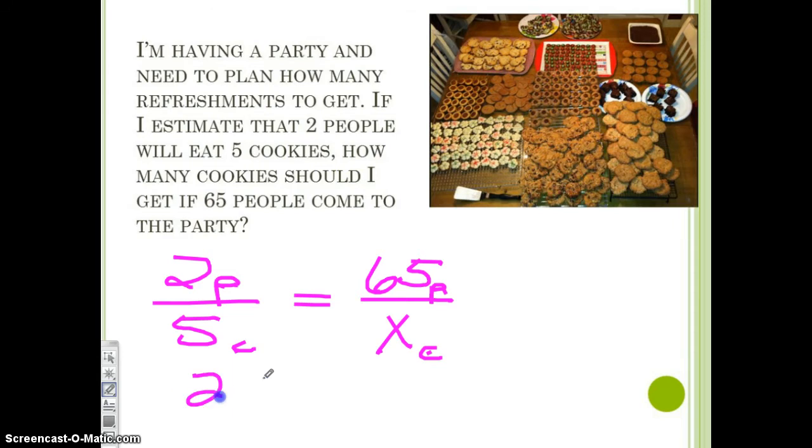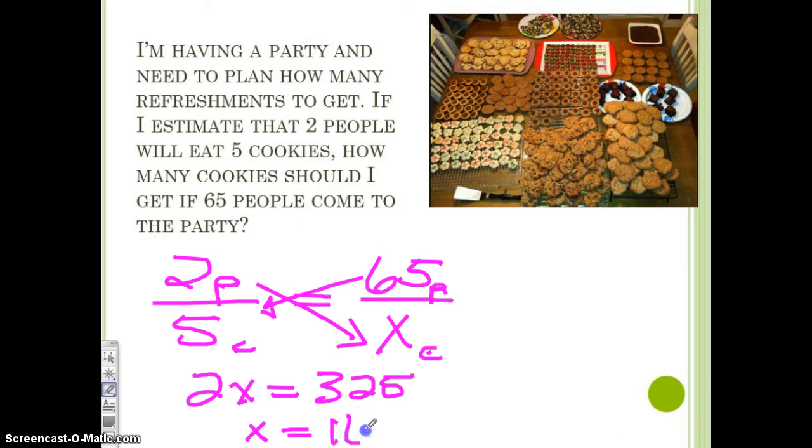Alright, now we can cross multiply and solve. That gives us 2x. 5 times 65 gets us 325. Divide both sides by 2 and we get x is equal to 162.5 cookies. If I were shopping, I would round up and get 163 cookies and eat the extra one.